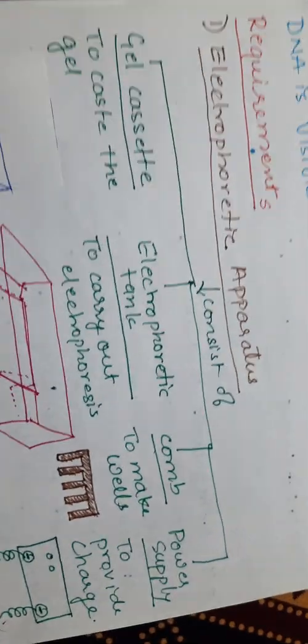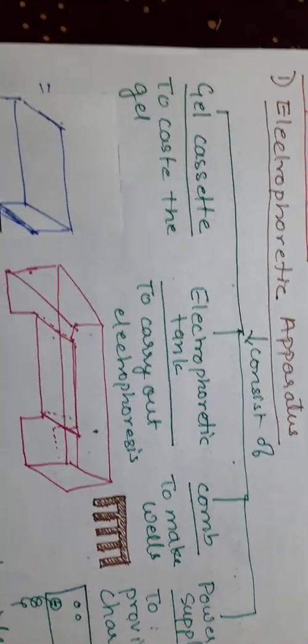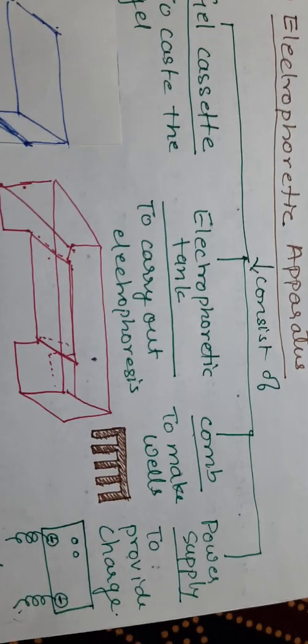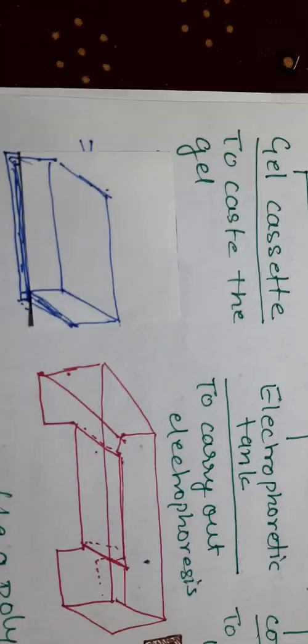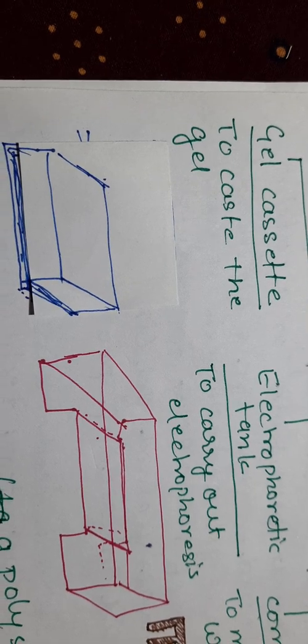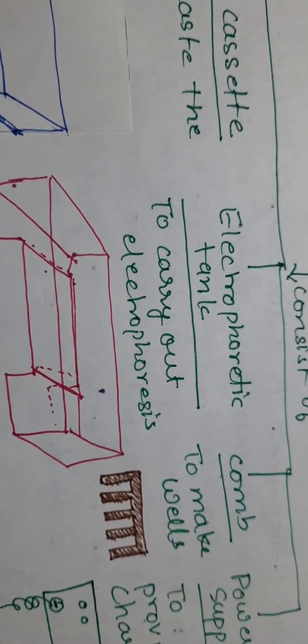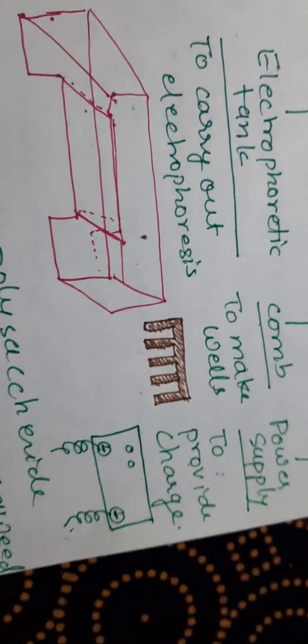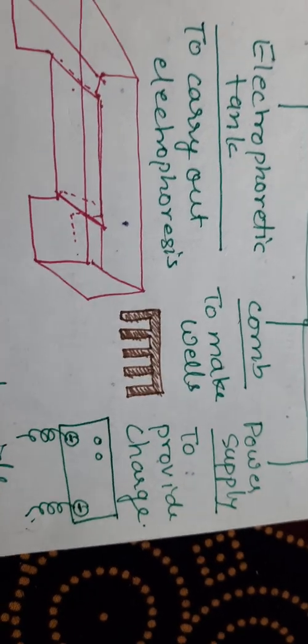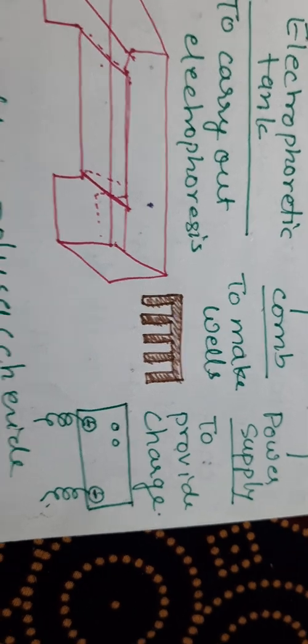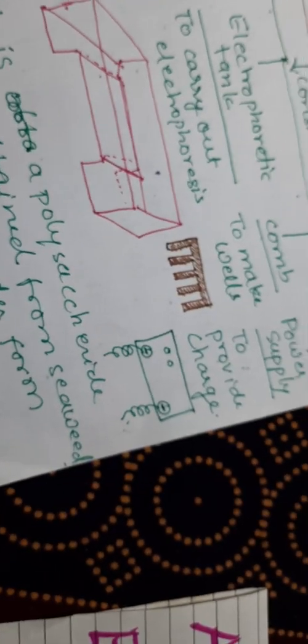The first requirement is the electrophoretic apparatus, which consists of gel cassettes, electrophoretic tank, comb and power supply. The cassette is used to cast the gel. The electrophoretic tank is used to carry out the whole process of electrophoresis. The comb is used to make the wells, and the power supply is to provide the charge.